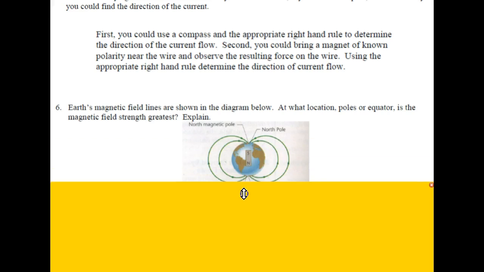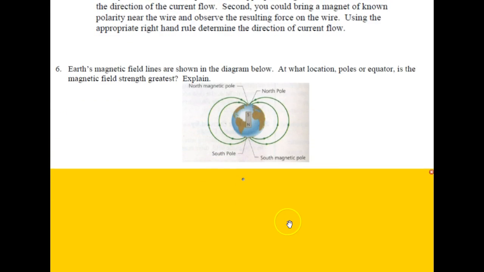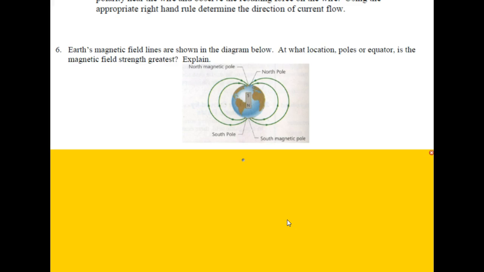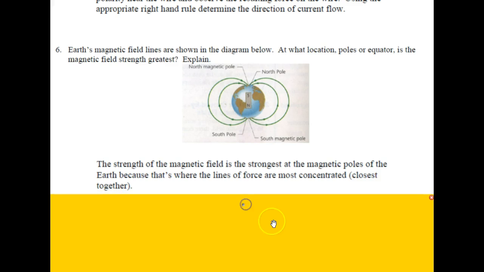Okay, next, number 6. Earth's magnetic field lines are shown in the diagram below. At what location, poles or equator, is the magnetic field strength the greatest? Explain. Well, magnetic field is always strongest where the lines of force are closest together. And this, of course, would be at the poles.